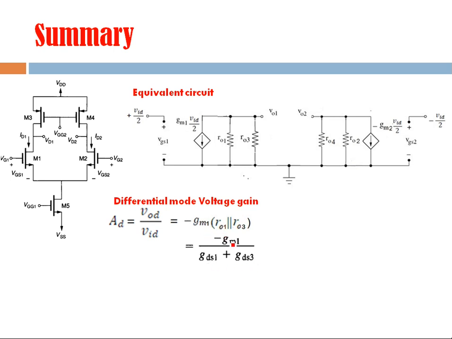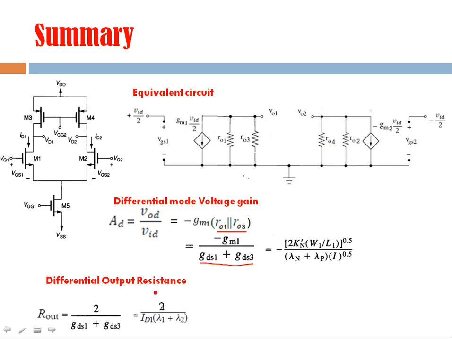GM1 remains the same, so the only change is that here we are representing it in terms of net output resistance, and here we are representing this gain in terms of net output conductance. And if you put the values of GM and GDS, it comes out something like this, right? And the differential output resistance, that also we have seen, so it's given by this. And if we represent it in terms of output resistances, then it is 2 into R01 in parallel with R03, right?